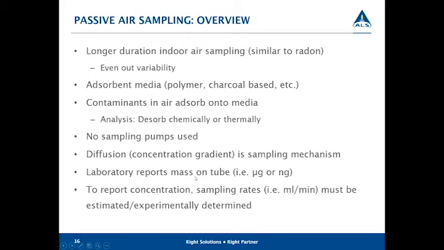The laboratory reports the concentrations for passive air samples as mass on tube, so you're not really getting a concentration like micrograms per cubic meter or milliliters per minute. It's usually just reported as, for example, TCE per sample, concentration microgram per sample. To report concentrations or sampling rates using passive collection techniques, those have to be estimated and experimentally determined by the lab.